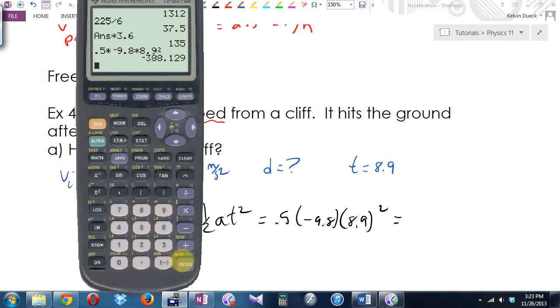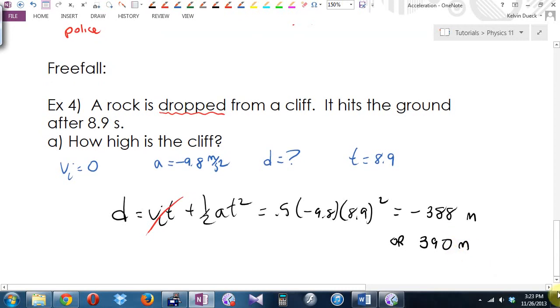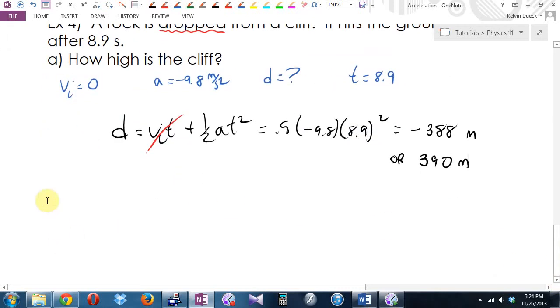What's the negative telling me? It's telling me I ended up below from where I started. Did I type this in right? A half MV. Yeah, I did. So the height of the cliff, I'll call it negative 388 meters. But since height's technically a scalar, if you just said 390 meters, I'd accept that. But my equation gives me a displacement. I'll take either. Leave it as a negative, and I'm fine with that.